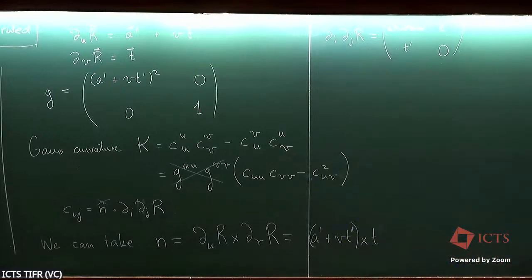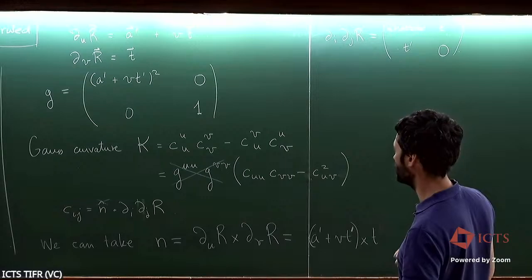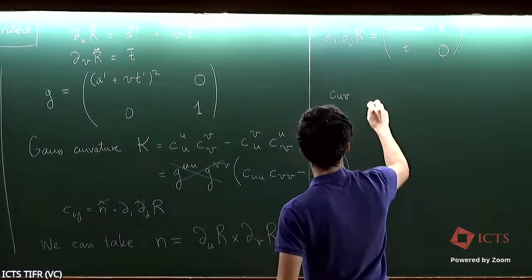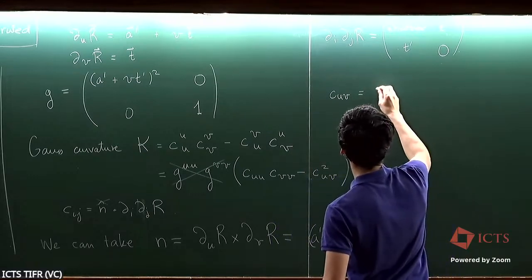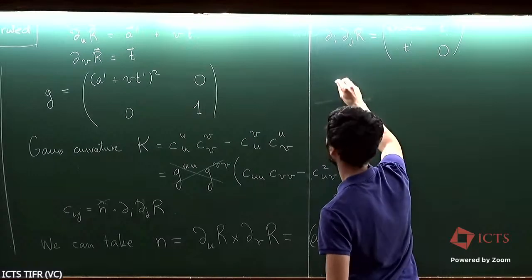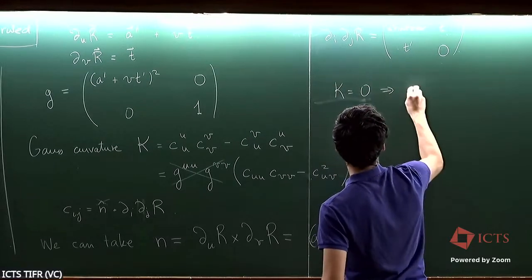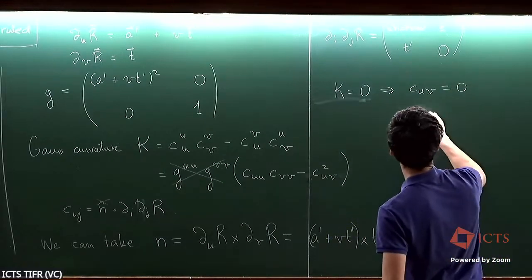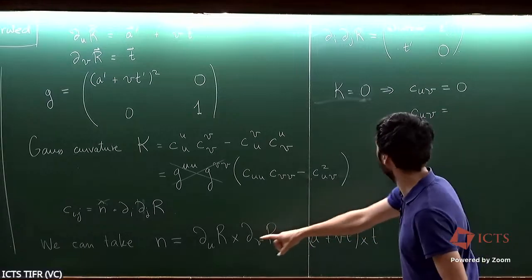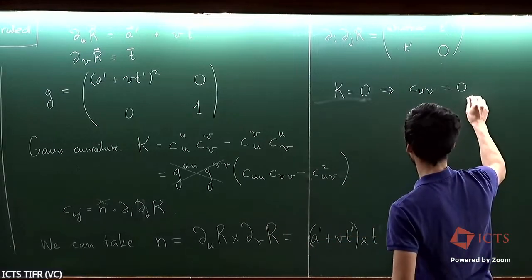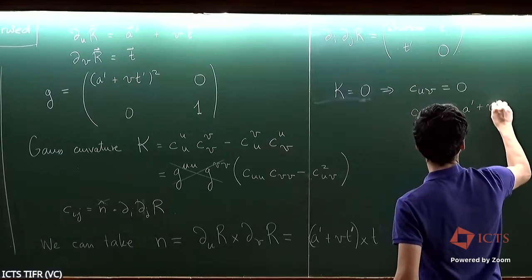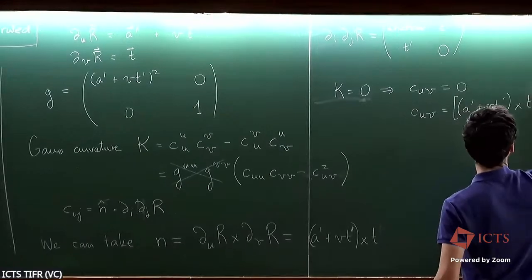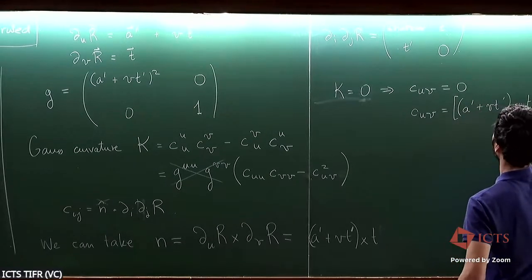So what I want to compute now is C_UV. K equal to 0 implies C_UV equal to 0, and C_UV is N scalar this one. So it's A prime plus V T prime, cross T, scalar product with T prime.